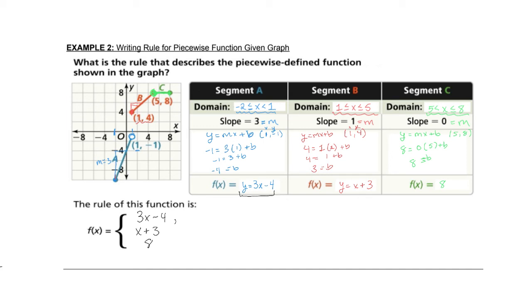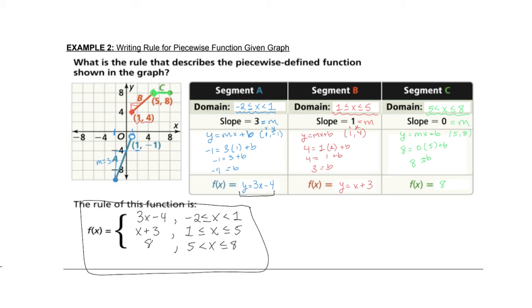Now we're going to write the interval for 3x minus 4. We said the domain is -2 is less than or equal to x, which is less than 1. For x plus 3, we said 1 is less than or equal to x, which is less than or equal to 5. And then the last one, for f of x equals 8, 5 is less than x, which is less than or equal to 8. All right, so this is our rule for this piecewise function.